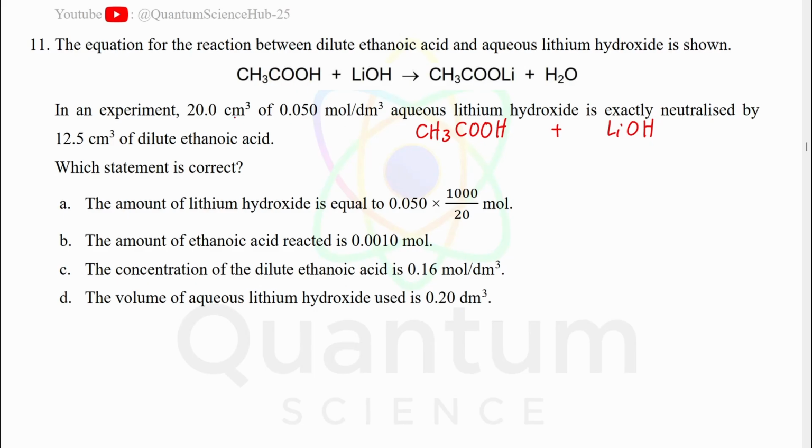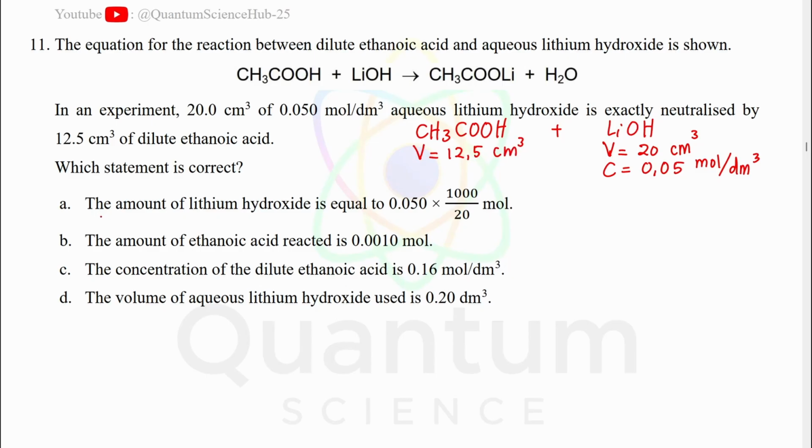And now we put all the information below the chemical formula. So here we have 20 cm cube of lithium hydroxide. Lithium hydroxide is LiOH, and this is the volume, so volume equals 20 cm cube. And 0.05 mole per dm cube, so what is that? It is concentration. Next, neutralized by 12.5 cm cube of dilute ethanoic acid. So ethanoic acid is CH3COOH and this is the volume, 12.5 cm cube.